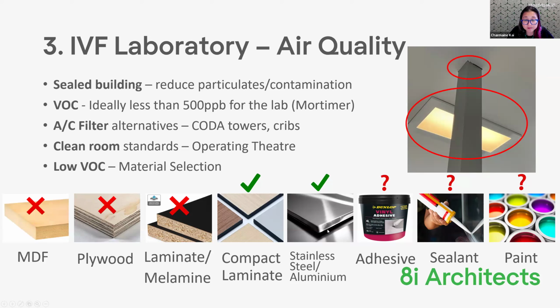Stainless steel and aluminium, no VOCs for those. Use those where you can. In Australia, stainless steel is really quite expensive, so a lot of times we end up using compact laminate, as it's a cheaper alternative to stainless steel. You can also use aluminium legs within your benches. That's fine. There's no VOC issues there.